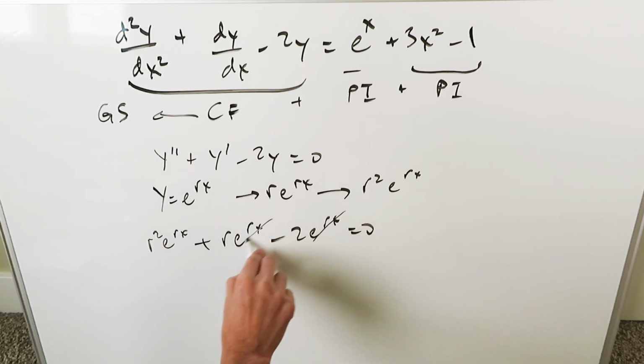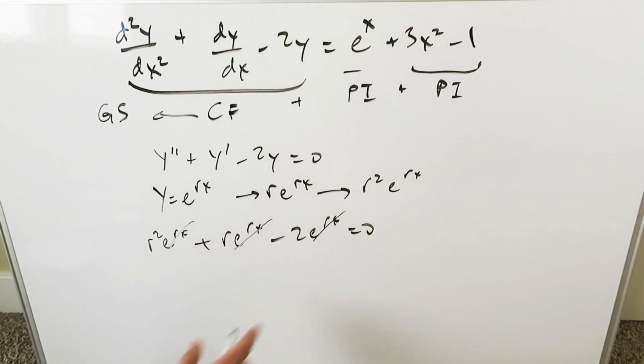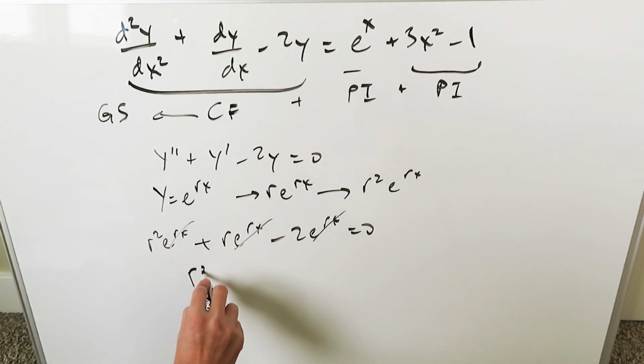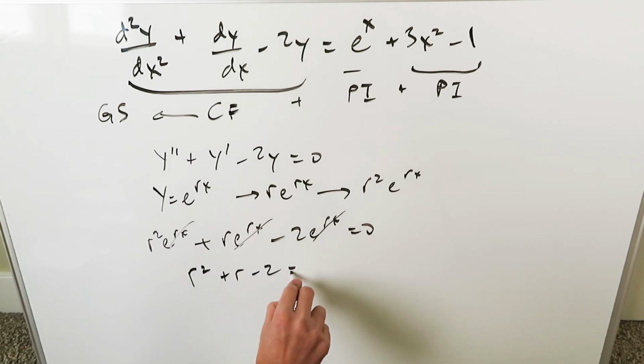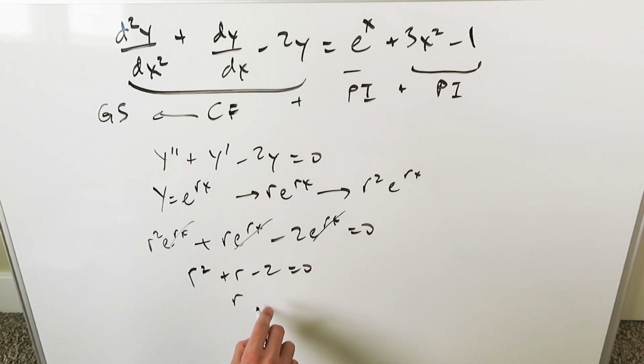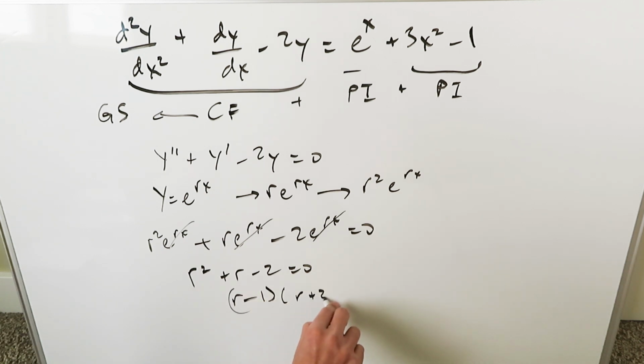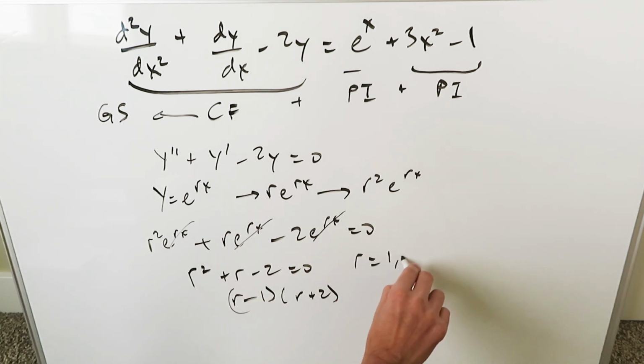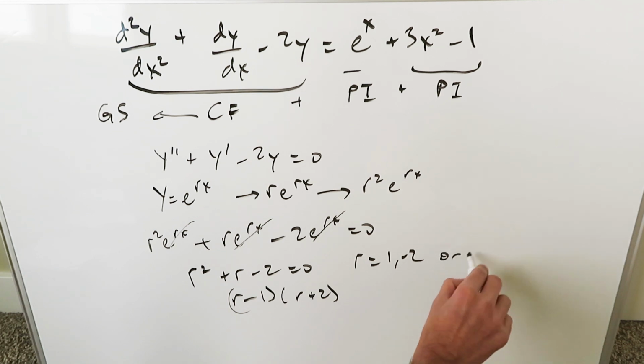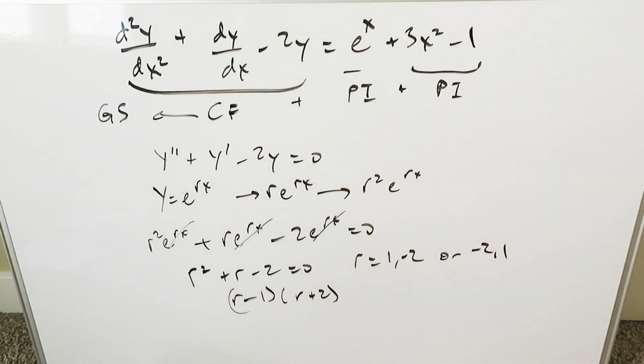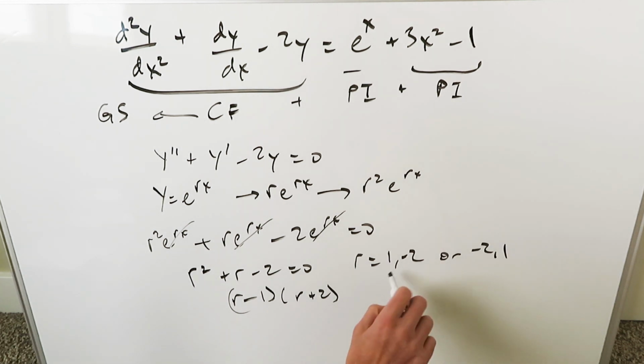You can eliminate these exponential terms because you could isolate them, push them to the other side, they would divide by 0 and go away. You in essence have r squared plus r minus 2 equals 0. Factor this out. You have r minus 1 and r plus 2, which means r is equal to 1 comma minus 2, or you can say minus 2 comma 1. It depends on how you want to itemize it. I'm going with this.